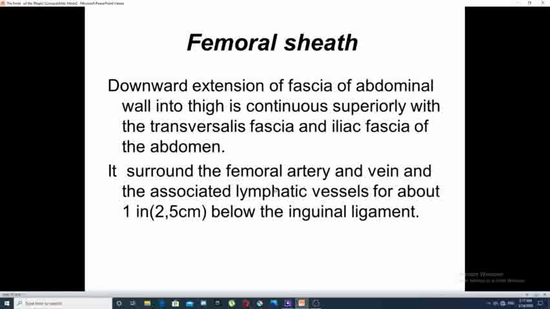Femoral sheath. This is a downward extension of the fascia of the abdominal wall into the thigh and is continuous superiorly with fascia transversalis and iliac fascia of anterior abdominal wall. It surrounds the femoral artery, femoral vein, and associated lymphatic vessels for about 2.5 centimeters below the inguinal ligament.